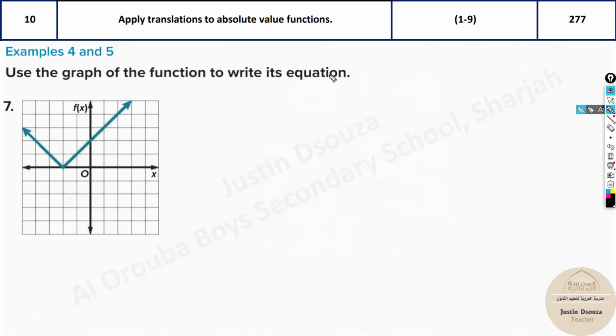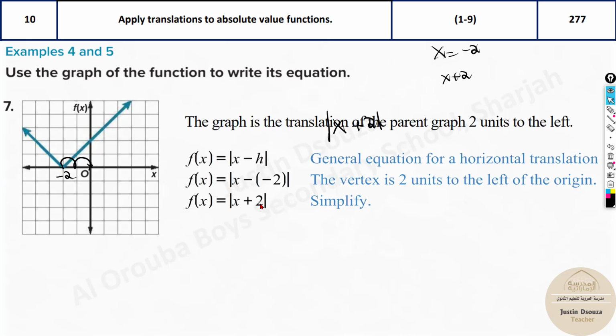You need to write the function. How do you write this? Look at the graph. Originally, this is at modulus x. Okay, but now look, it's gone left 1, 2. So it's minus 2. X is equal to minus 2. That means get it inside, it will be x plus 2, isn't it? So the answer is x plus 2 for this particular equation. That's it, x plus 2.